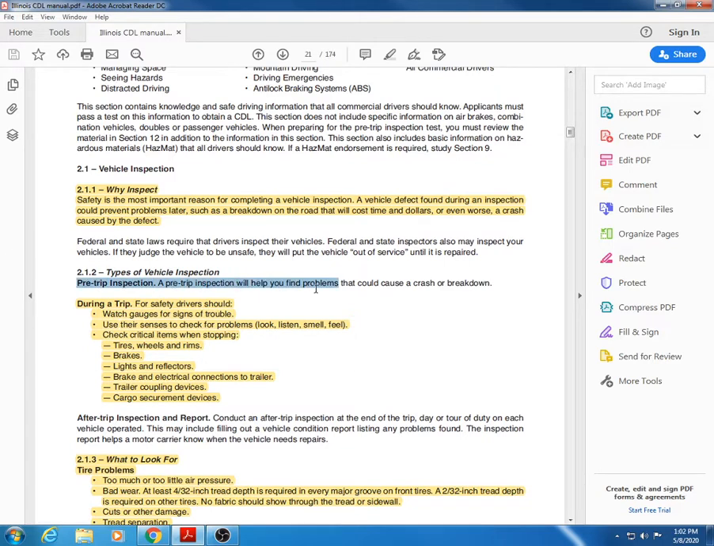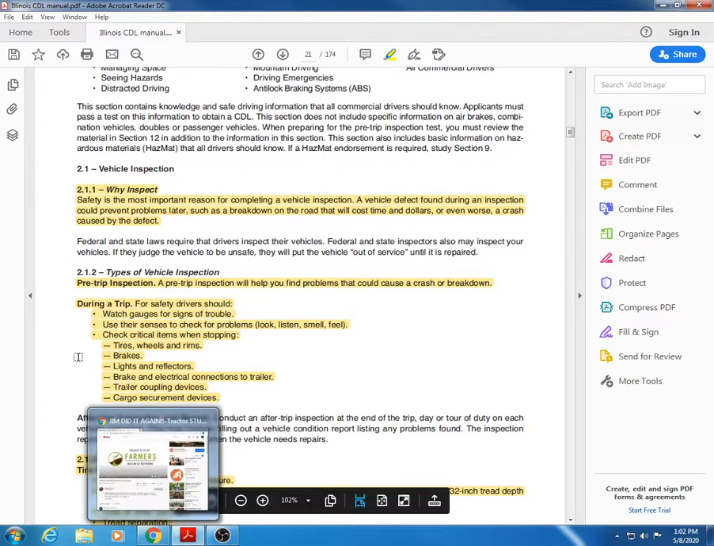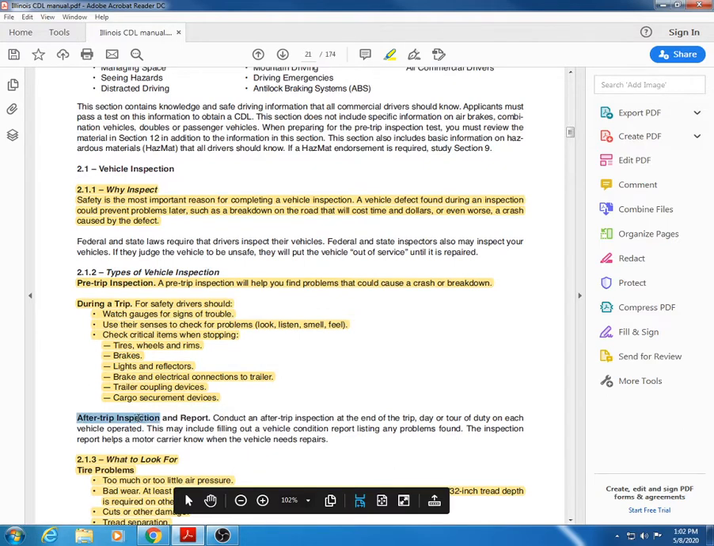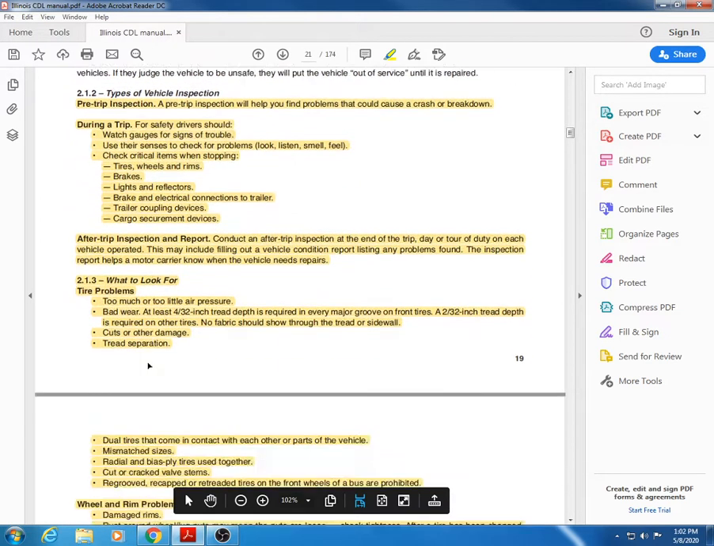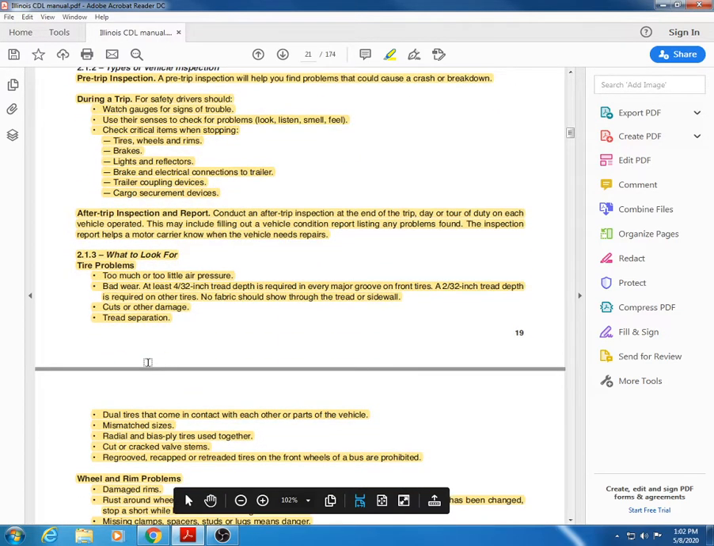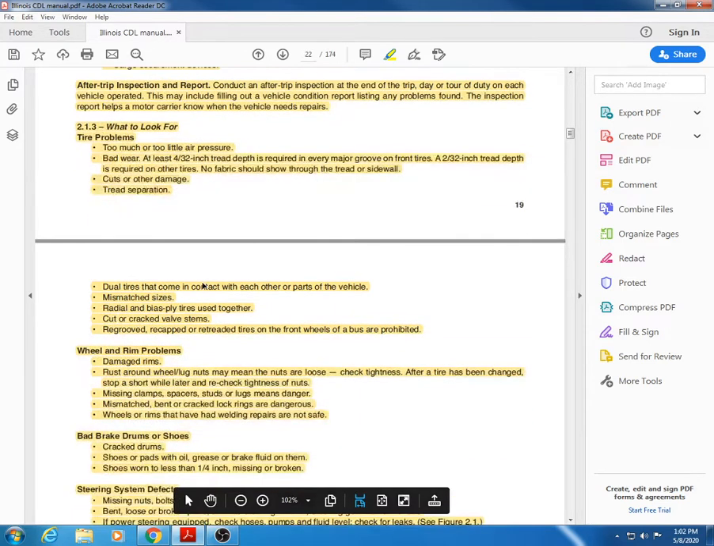In fact, I'm going to go ahead and highlight this right here right now because this is important enough to know. It could be part of a question on your test. So those are the three places we do our inspections. Now, what do we look for during those inspections? Tire problems to start with. I'm going to name off some of the stuff in bold, and then what you need to do is go through and make sure that you know what kind of tire problems we're looking for.